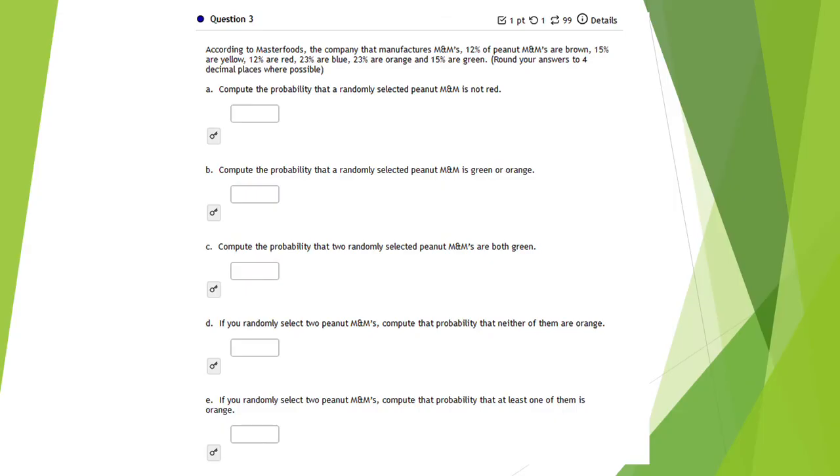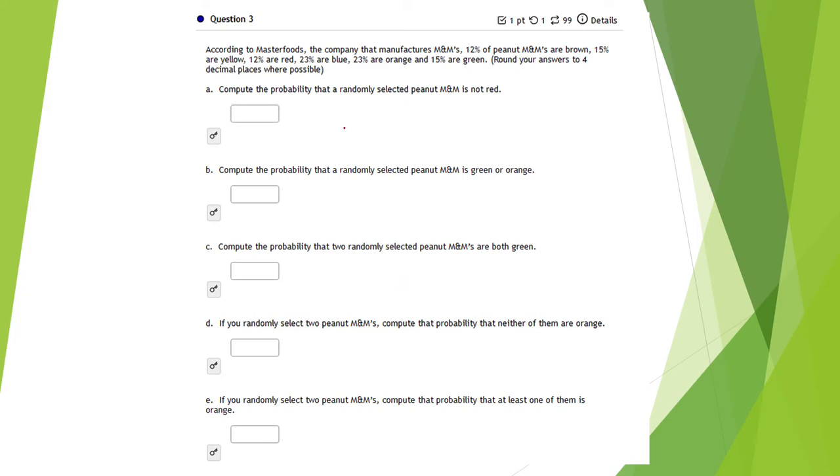For question 3, according to Master Foods, the company that manufactures M&Ms, 12% of peanut M&Ms are brown, 15% are yellow, 12% are red, 23% are blue, 23% are orange, and 15% are green. Round your answers to 4 decimal places where possible.